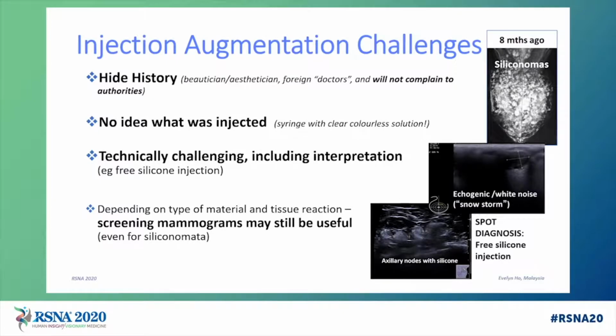Calcified granulomas and specifically siliconomas, as shown in the mammogram on the right, depending on the extent, make it impossible to find cancers. The usefulness of mammograms therefore depends on the extent of breast tissue reaction, what and the amount that was injected, and whether it calcifies. In this patient, the mammogram is still useful. On the right are also images of free silicone injection on ultrasound, the spot diagnosis of snowstorm appearance or echogenic white noise. Silicone can migrate or seep to the axillary nodes as shown in the lower right image.